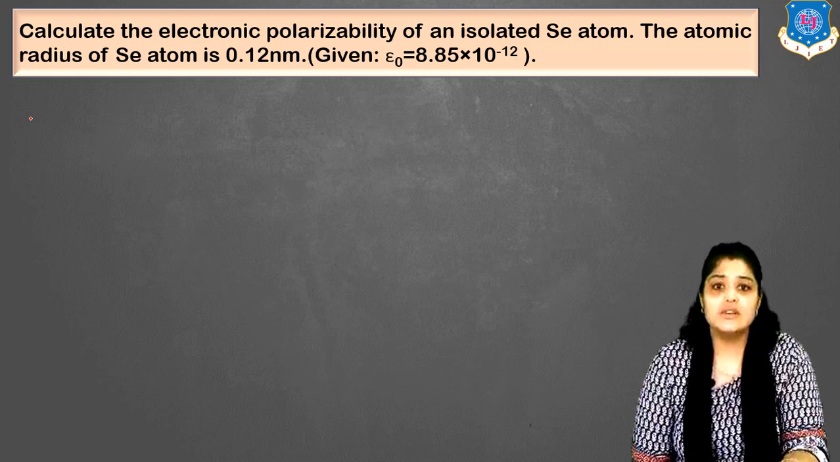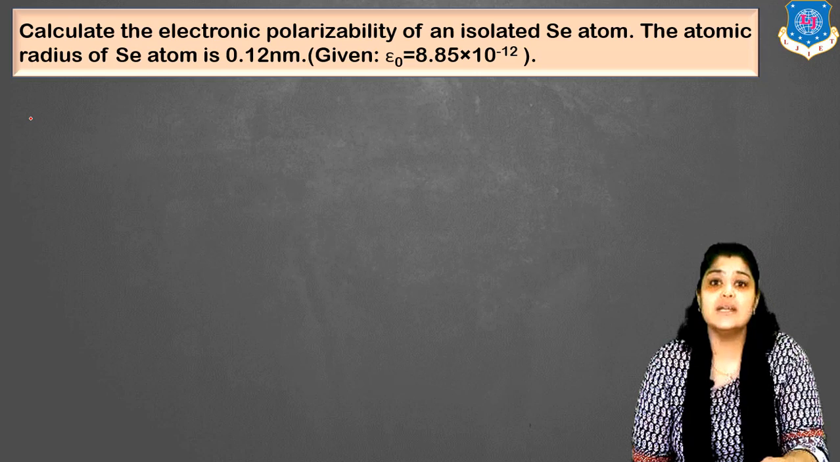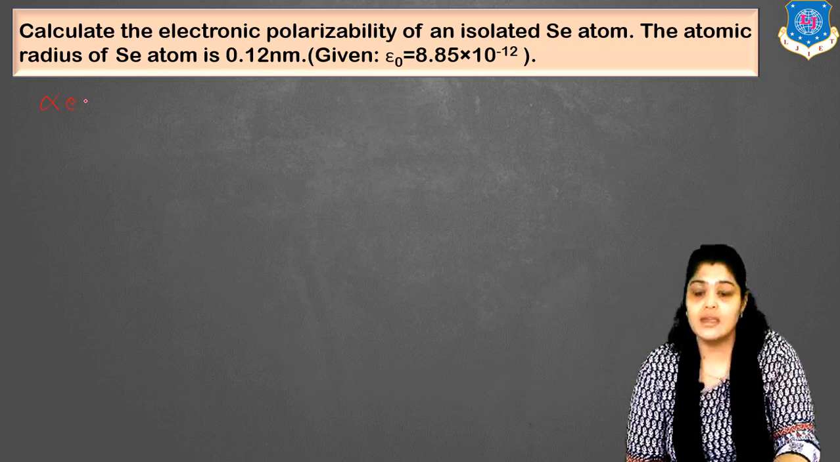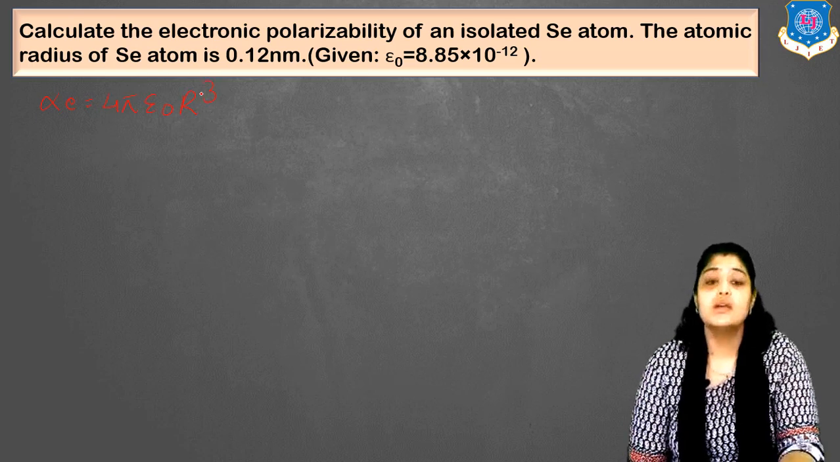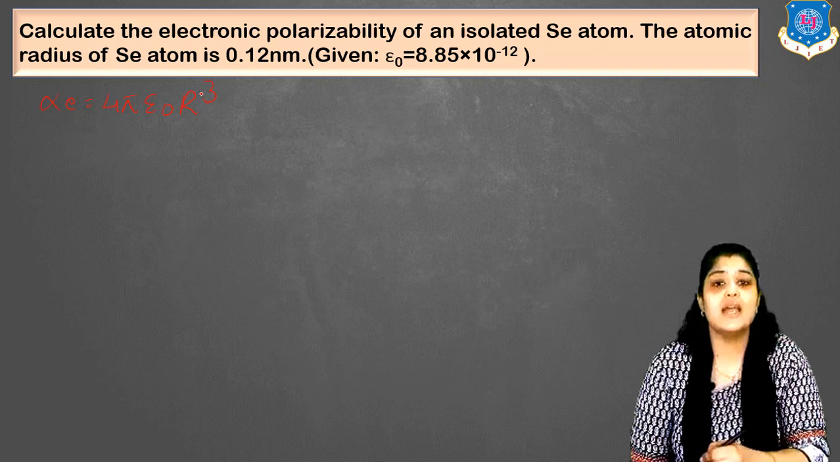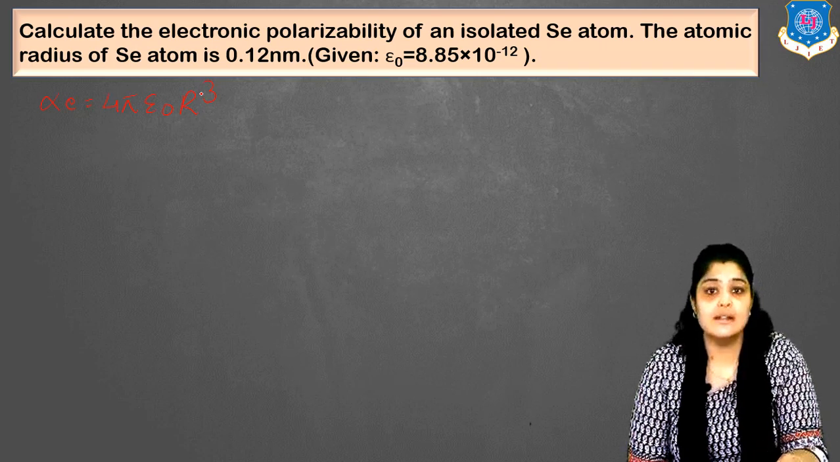Now what do you mean by electronic polarizability? It is denoted as alpha E. And there is a direct formula of alpha E, which is equals to 4 pi epsilon 0 r cube, where r is known as the radius of the atom. You are given the radius of the atom in the question itself.